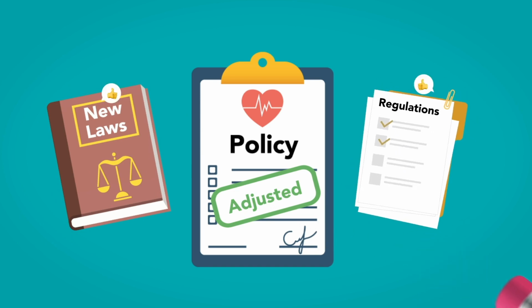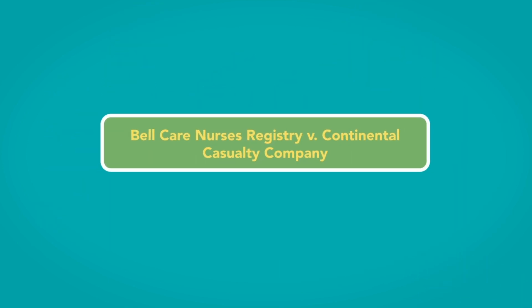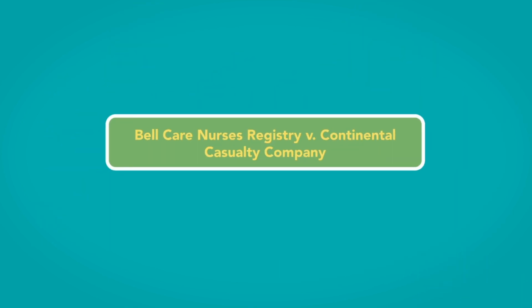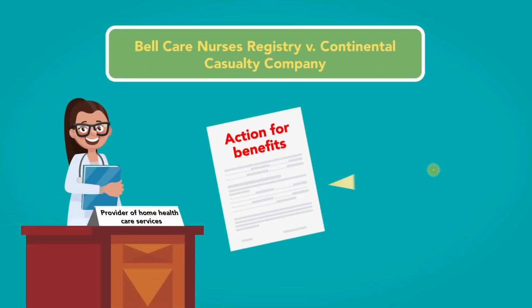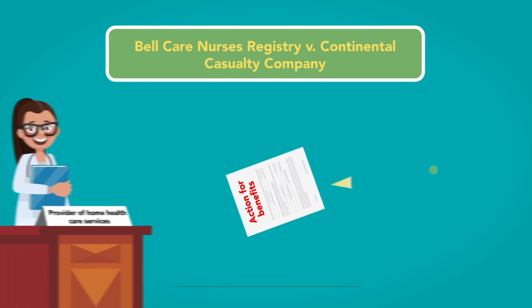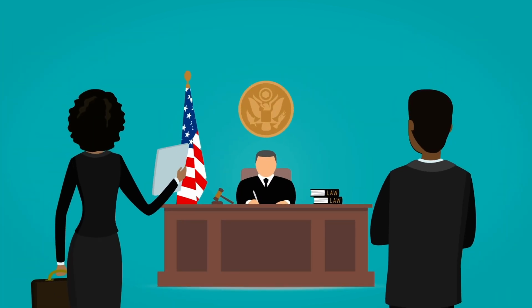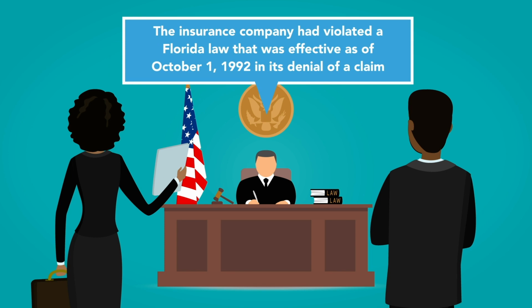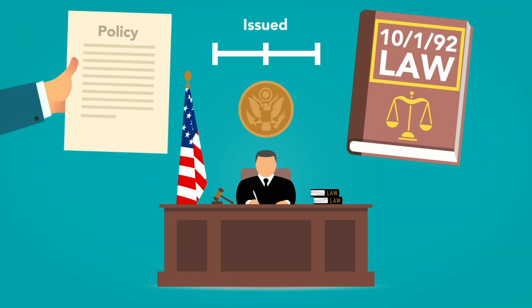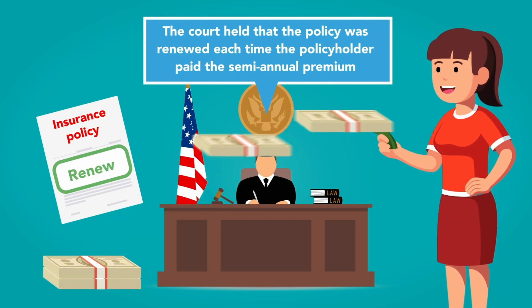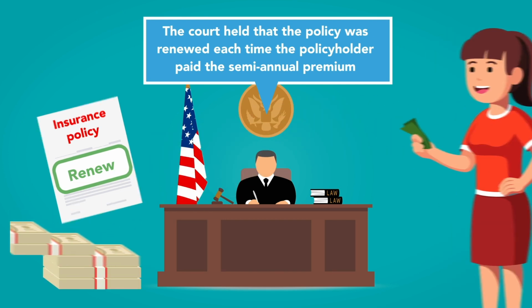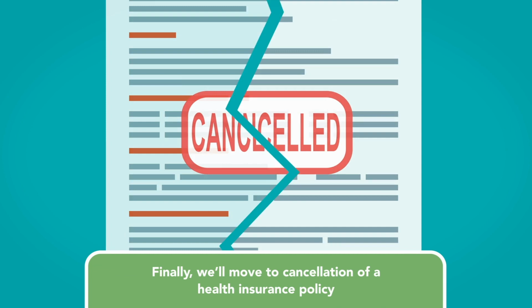In a Florida case, Bellcare Nurses Registry versus Continental Casualty Company, a provider of home health care services brought an action for benefits under a home health care insurance policy. The appellate court found that the insurance company had violated a Florida law that was effective as of October 1, 1992, in its denial of a claim. Though the policy had been issued before that, the court held that the policy was renewed each time the policyholder paid the semi-annual premium. Finally, we'll move to cancellation of a health insurance policy.